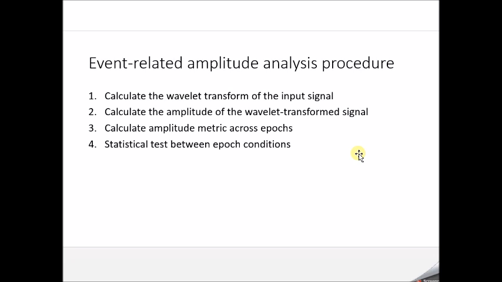So if we were going to calculate one of these time frequency plots in order to do an event-related desynchronization analysis, there are a few steps that we're going to go through that are outlined here, and I will go through each of these steps one by one. Before getting the amplitude, we first will do a wavelet transform on the data, and I'll go through that now.